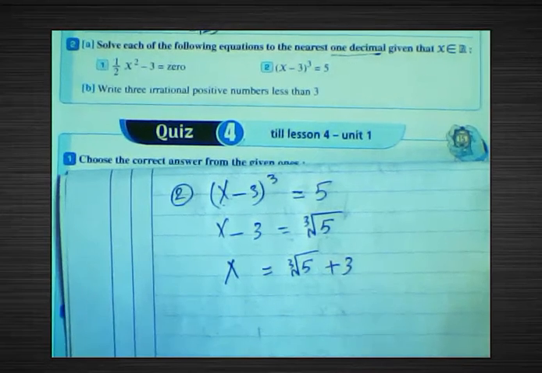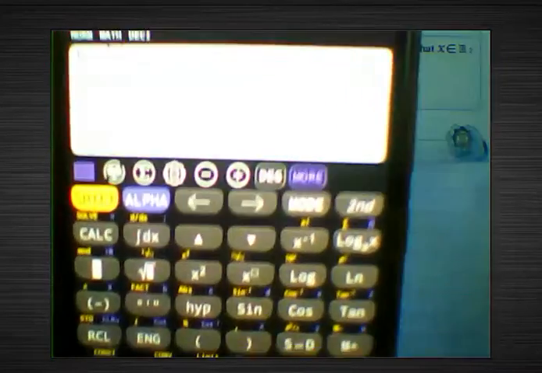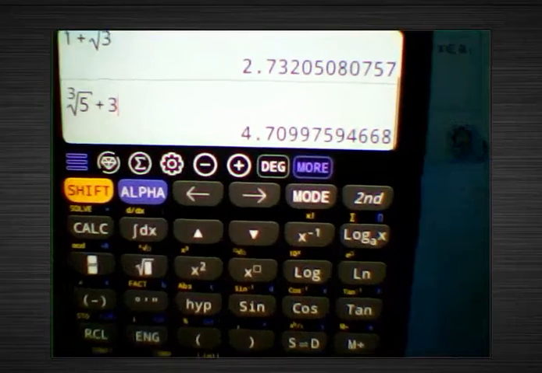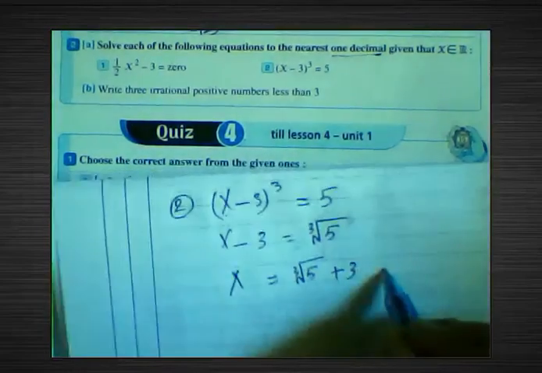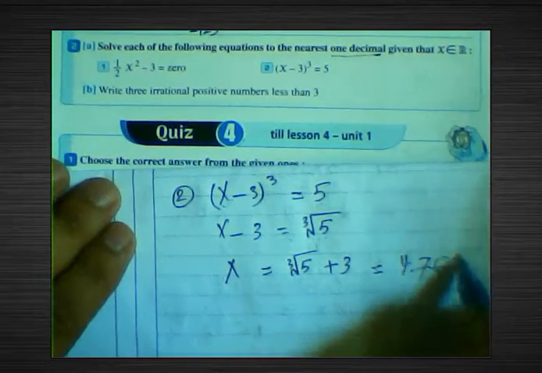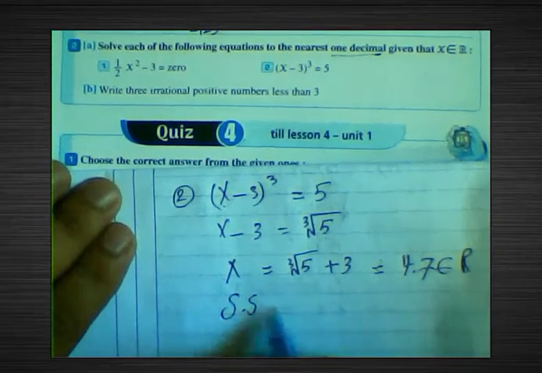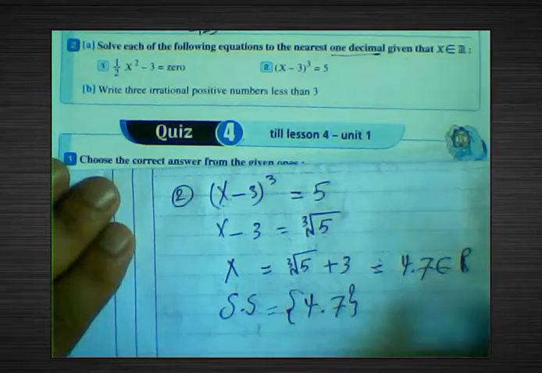Cube root of 5 plus 3 equals 4.7. Look with me here. 4.7. It's okay. 4.7 belongs to R. So the solution set equals 4.7. It's easy for you.